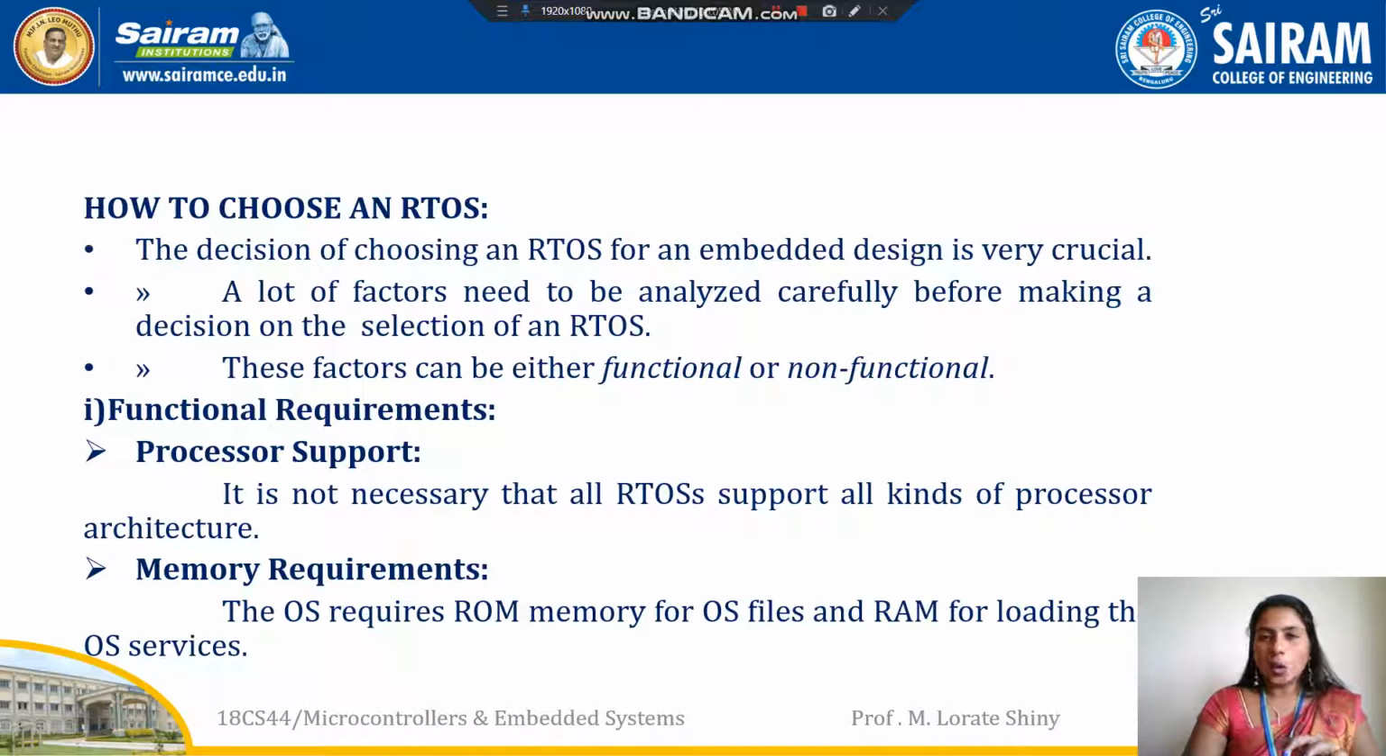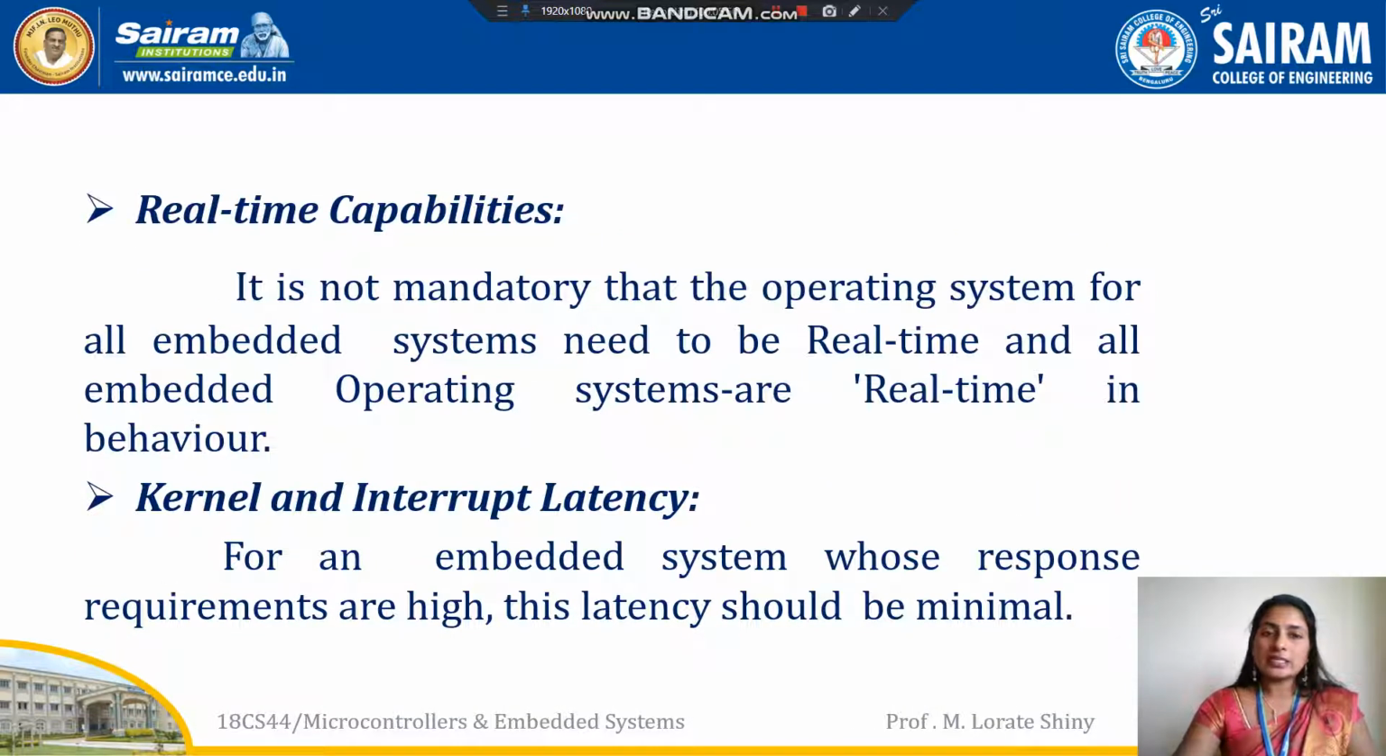It is not necessary that all real-time operating systems support all kinds of processor architecture. Next is memory requirement. The real-time operating system should have ROM for holding the operating system files and RAM for storing the operating system services. Next is real-time capabilities. It is not mandatory that all real-time operating systems have real-time behavior. But here the task and process scheduling policies play an important role in a real-time operating system.